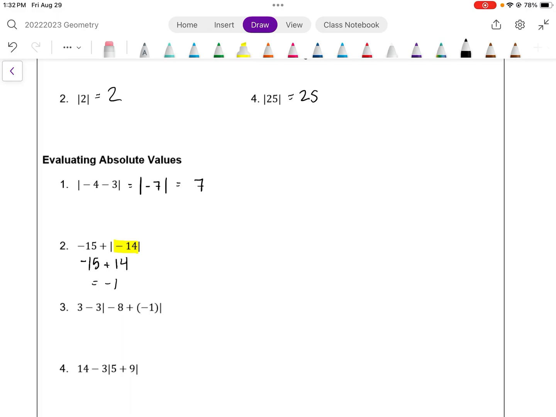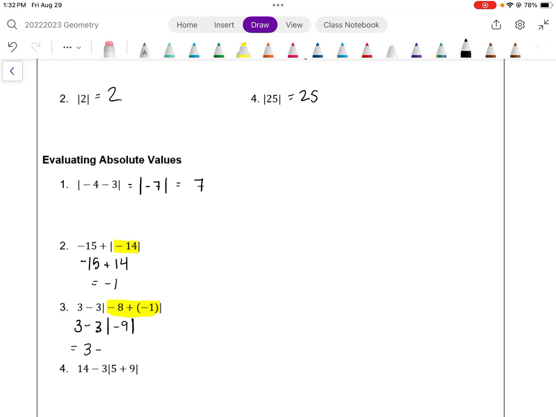Okay, number 3. Same thing. Deal with the absolute value first. Let's figure out what should be in here and then figure out what the absolute value is. I'm going to rewrite everything I have. Okay, negative 8 plus negative 1 is negative 9. Now, notice how the 3 is just outside of the absolute value of negative 9. There's nothing in between the 3 and the absolute value.